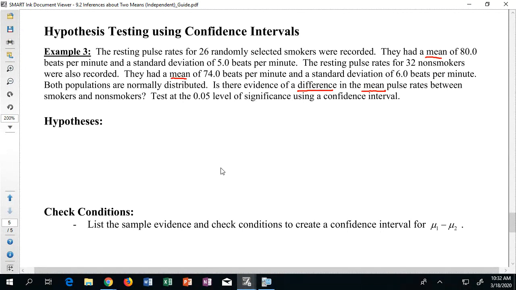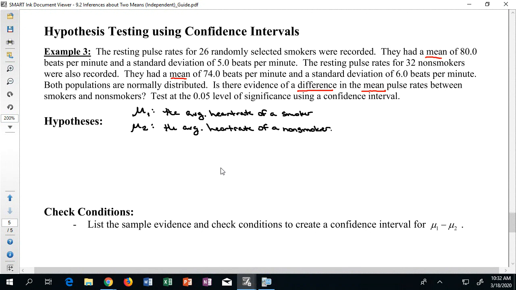Okay, so I can go ahead and start to write out some different averages that we're going to have. How about mean number 1 is the average heart rate of a smoker, and mean 2 could be the average heart rate of a non-smoker. Okay, that sounds like a perfectly good setup. And now I can start to think about my hypotheses. So I have an H0 versus an H1.